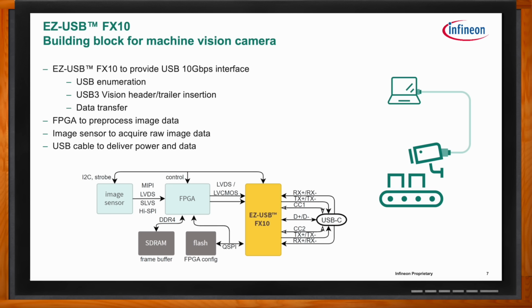However, to support different types of image sensors, which use different interface standards, FX10 in general would require an FPGA to sit between the image sensor and the FX10 to process image data and buffer it into the FX10 using the LVDS or LVCMOS interface. Of course, the image sensor takes all the raw image data and streams it to the FPGA, and then FX10 transfers all that data back to the PC.